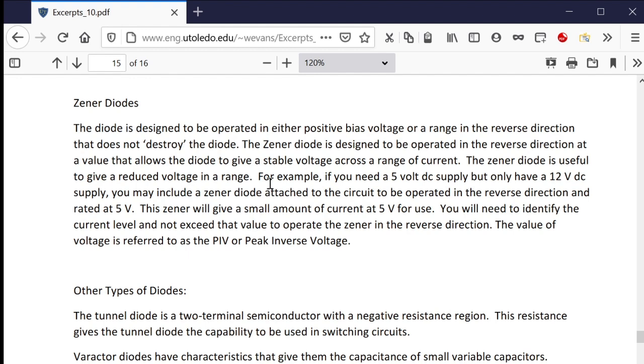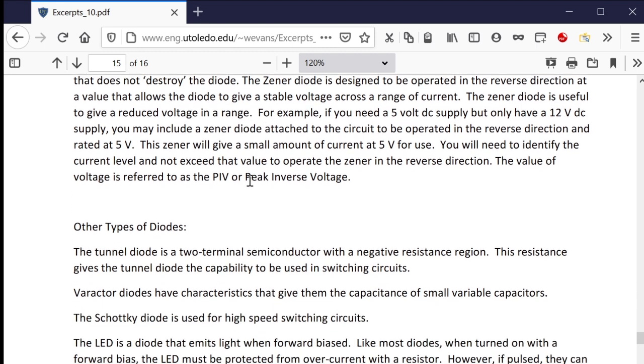For example, if you need 5 volts but only have 12 volt DC, you can include a Zener diode attached to the circuit to be operated in the reverse direction and rated at 5 volts. The Zener will give a small amount of current at 5 volts for use. You'll need to identify the current level and not exceed that value to operate the Zener in the reverse direction. The value of the voltage is referred to as the PIV, or peak input voltage.